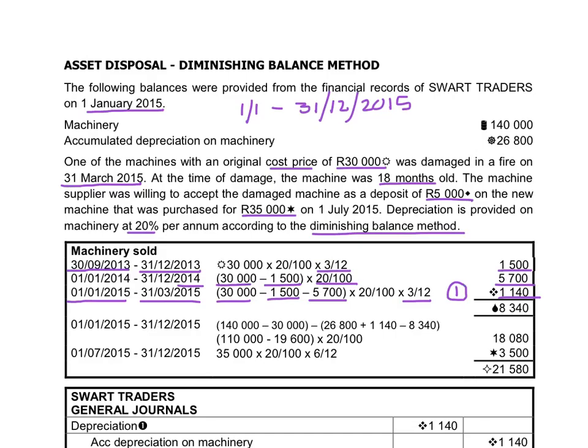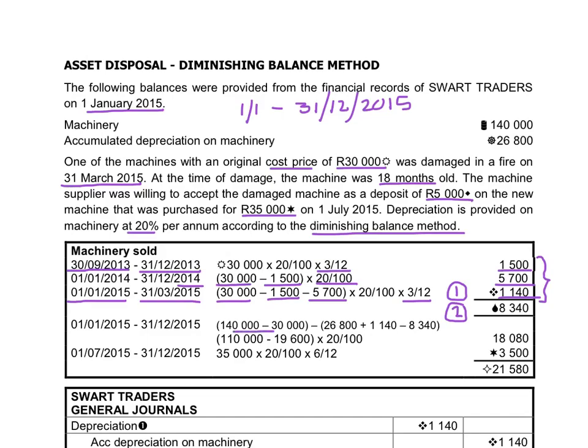Step 1 in asset disposal is to determine what is the depreciation for the current year. Step 3 is to determine what is the total accumulated depreciation from the purchase date until the asset was sold. So that means the total amount written off was 8,340.